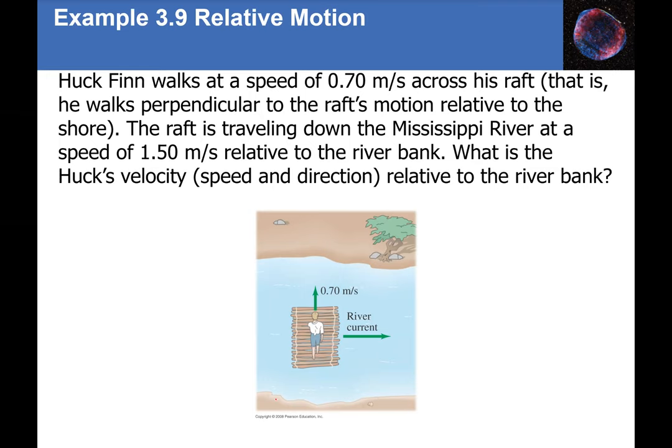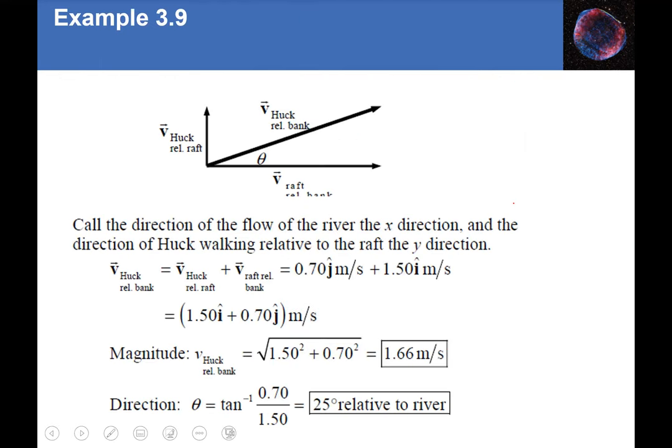That means, let's say you have some observer here looking at his relative velocity. Now, what we're given here is the velocity of the river current, which is basically the same as the raft velocity. So technically we have three things, right? We have a raft.